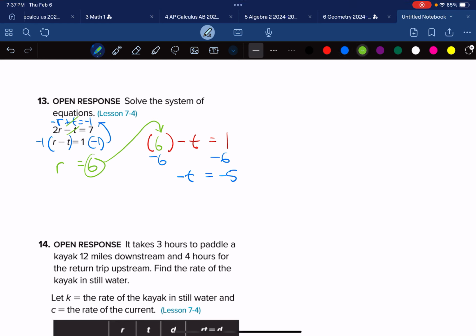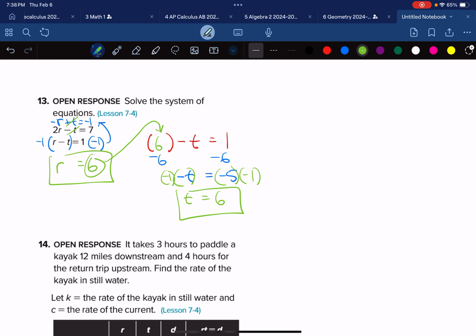I need to either multiply or divide both sides by negative 1. I like multiplying more. We can divide by negative 1. It's the same thing, right? Ooh, I wrote negative 1. There we go. And when we do that, I get a positive t, which is what we're looking for, and that's equal to a positive 6. So our answer is t is equal to 6, r is equal to 6.